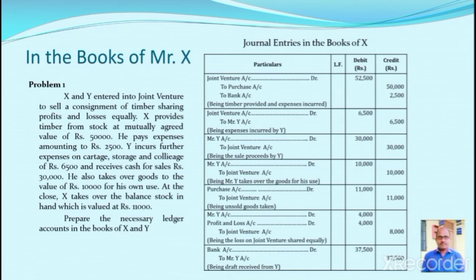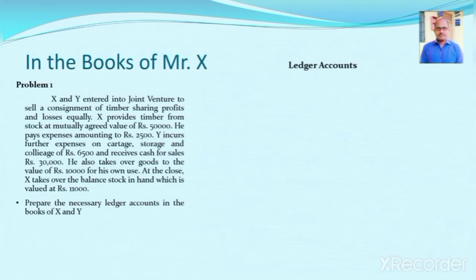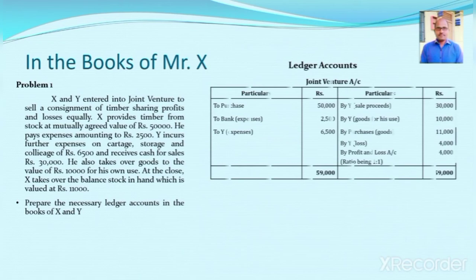So after closing the co-venture account, the balance of 37,500 rupees is being paid to Mr. X by Mr. Y. Now let us post these journal entries into the ledger accounts. First ledger account is the joint venture account.